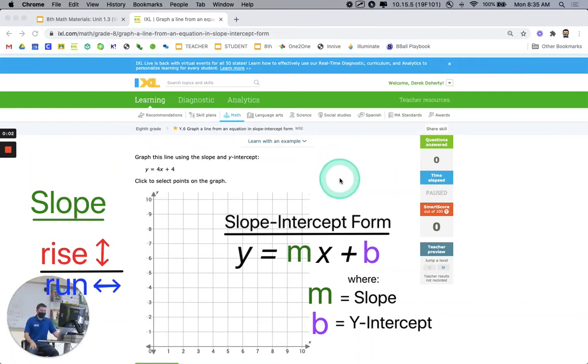Hello, 8th graders. In this IXL video, we're taking a look at Y.6, which is called graph a line from an equation in slope-intercept form. And this assignment is a lot like Y.5, where you had to graph lines. The challenge here is instead of telling you start at this point and use this slope, they just give you an equation. So you need to figure out from this equation what is the y-intercept, your starting point, and what is the slope, how you're going to move from that starting point.